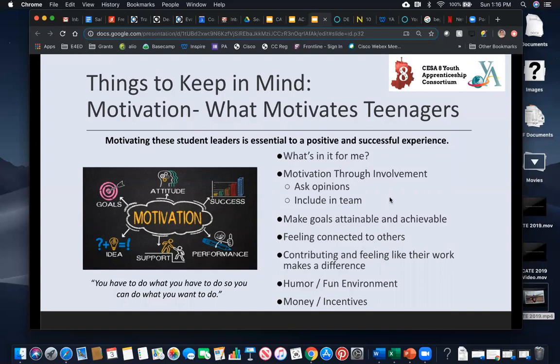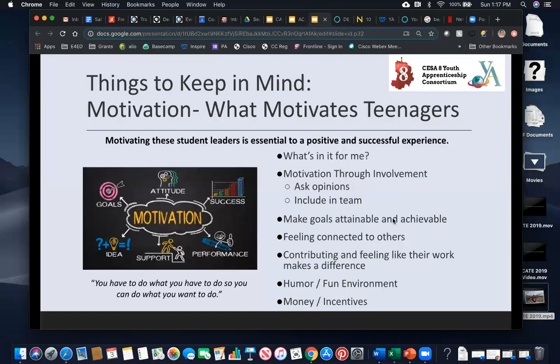What's in it for me? Students need to know that what they're being asked to do has an effect on them, so make that connection explicit for them. Can they be involved? Gen Z really loves to have their opinions heard, and they like to be included in the team. So are there ways that you can involve them in decision-making at your business, at least in the areas that they're working in, where they then have that direct connection to what's being done in the work world?